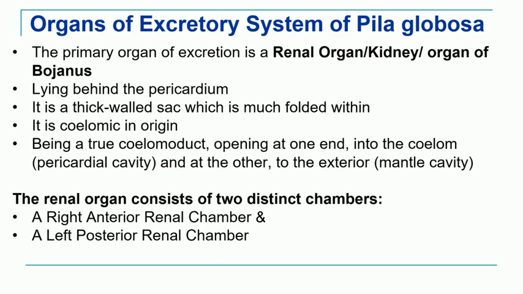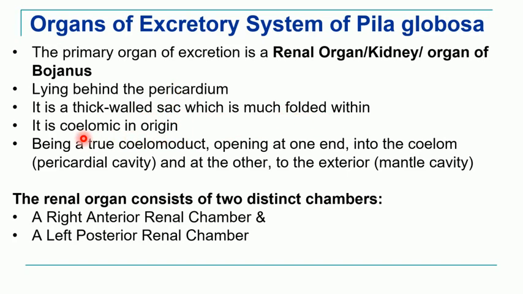So let's go through the organs of the excretory system of Pila globosa. There is a single organ of excretion present in Pila globosa, which is called the renal organ or kidney, or it is also referred to as the organ of Bojanus. Now if we see the position of this renal organ, it is present behind the pericardium. It is a thick walled sac-like structure and it is very much folded inside.